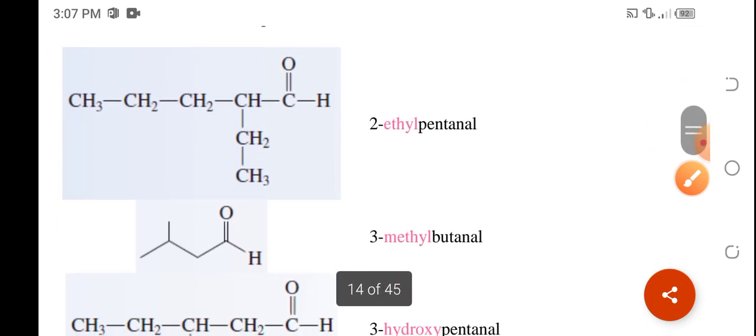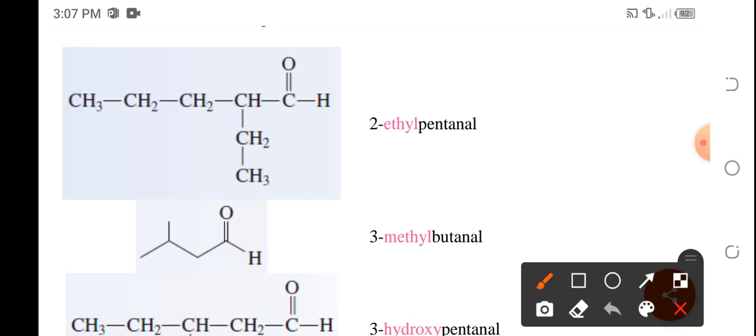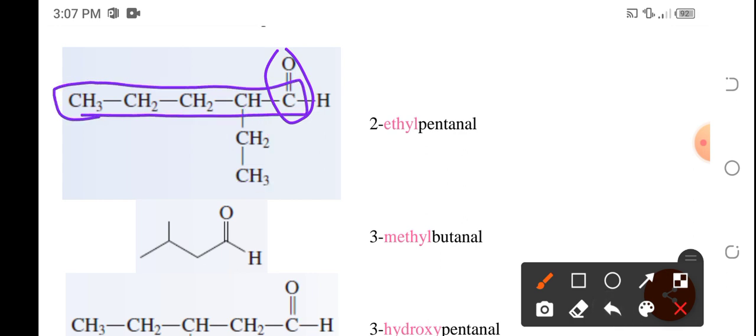Okay, so let's have this example. So, this is the carbonyl carbon. So, dapat kasama yan dun sa parent chain. If we choose this as a parent chain, it only possesses 4 carbon atoms. However, pwede rin naman na ito ang ating parent chain.